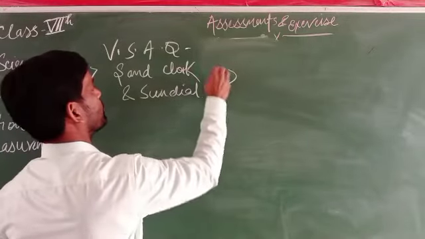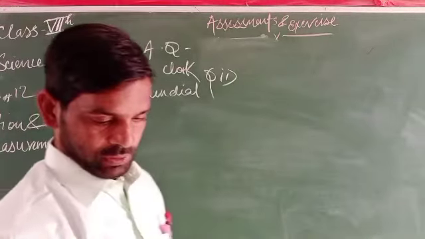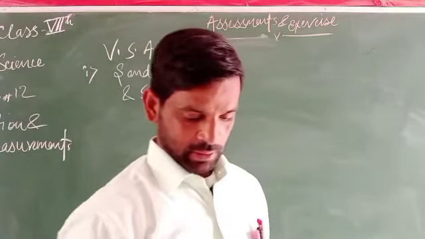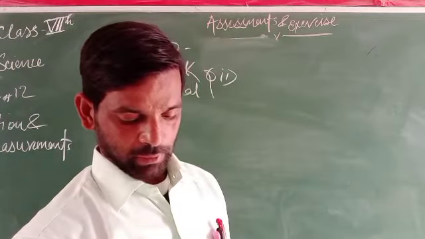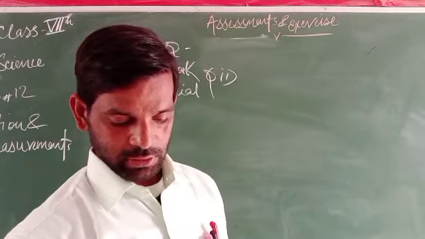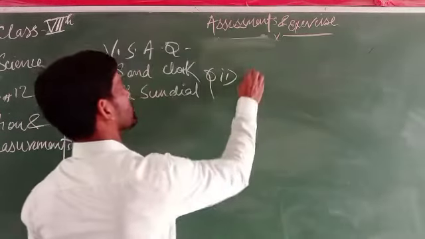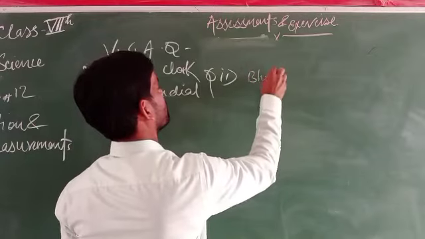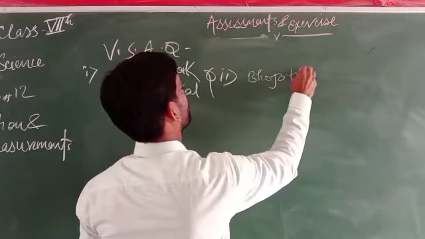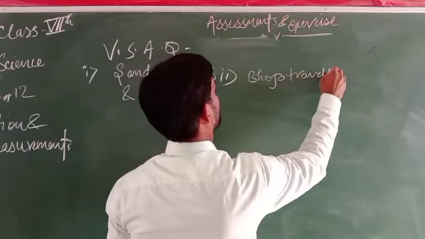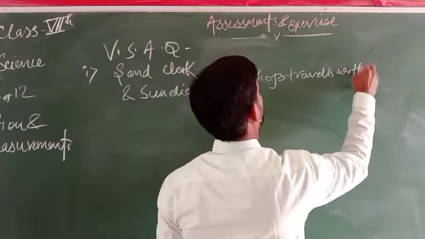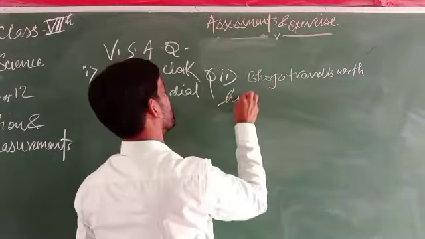Question number 2 is given as: if Bozo covers a certain distance in 1 hour and Pavelli covers the same distance in 2 hours, who travels with the higher speed? So Bozo travels with higher speed.